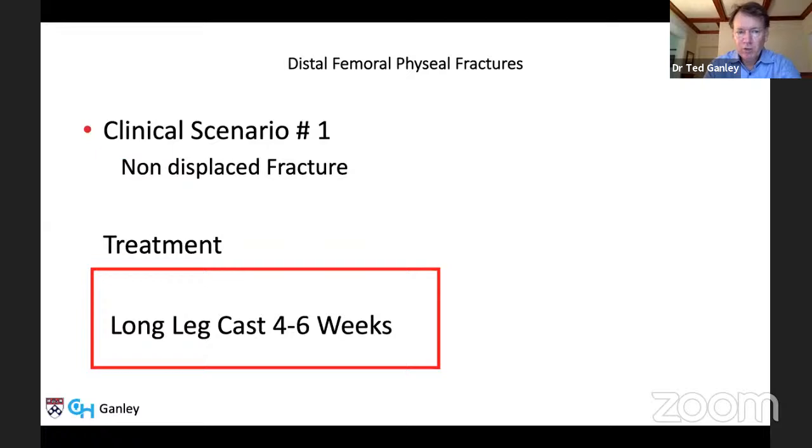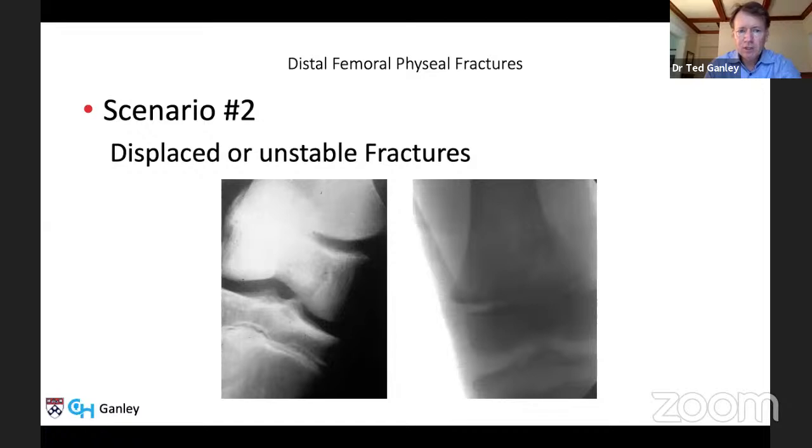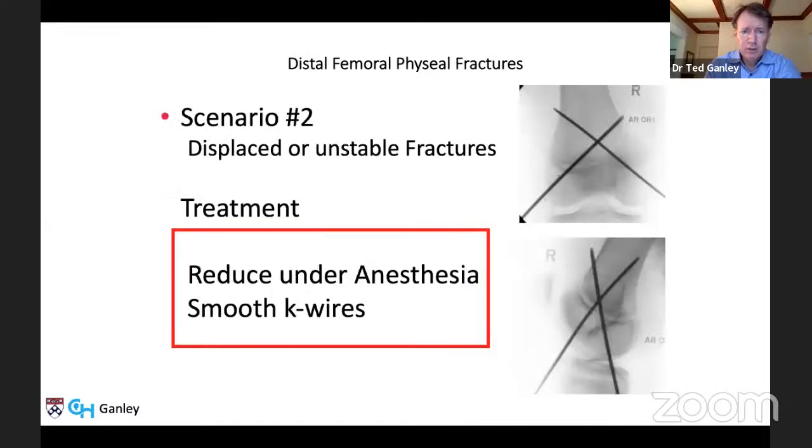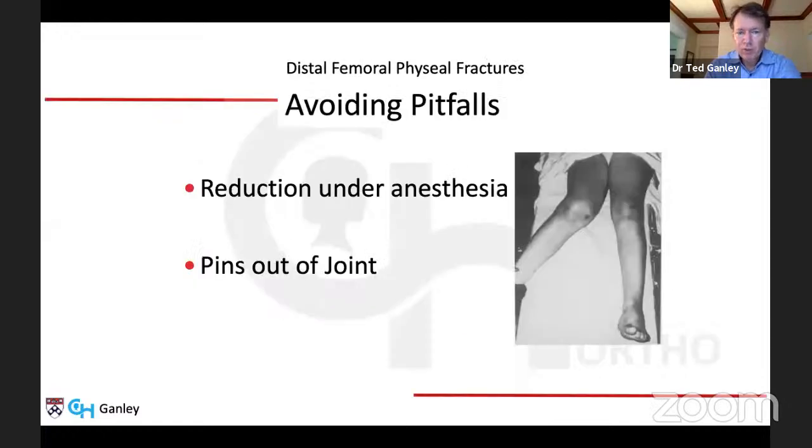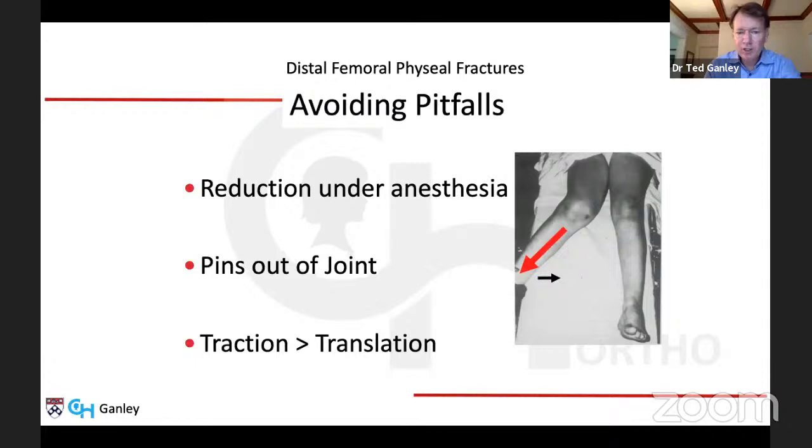So clinical scenario number one, non-displaced fractures: treatment is a long leg cast, 4 to 6 weeks. Displaced or unstable fractures: reduction and smooth K-wire fixation. Here's an example of one placed from distal to proximal. It was intraarticular, and we've had two cases at our institution where there was a septic joint following this. So I'll place pins from proximal to distal for those fractures. Avoiding pitfalls: reduction under anesthesia, keep pins out of the joint, and traction more than translation for these patients.